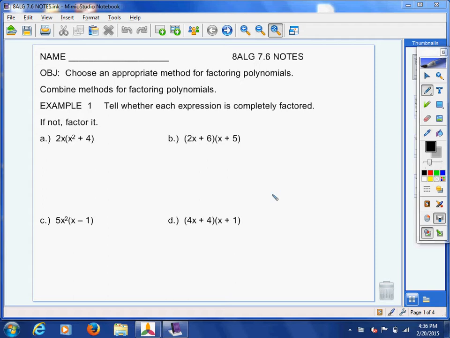And this is 7.6. In Example 1, this is our objective: we want to tell whether each expression is completely factored, and if it isn't, then finish factoring it. Okay? So let's look at letter A. I'm going to do all of these because I think you need me to, and I want to help you with that. There are things you need to look for to tell whether something is completely factored. Let's look at letter A.